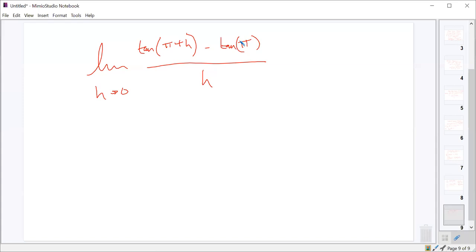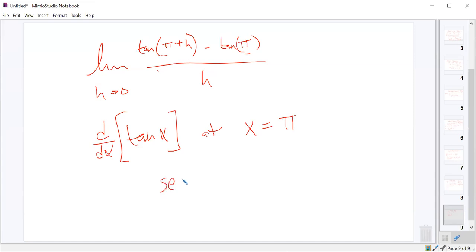Oh, so this is a totally different problem then. Okay, we're not breaking any rules here. This is the limit as h approaches 0 of tangent of pi plus h minus tangent of pi over h. So this is the limit definition of the derivative of tangent x at x equals pi. And so the derivative of tangent is secant squared, so secant squared of pi.